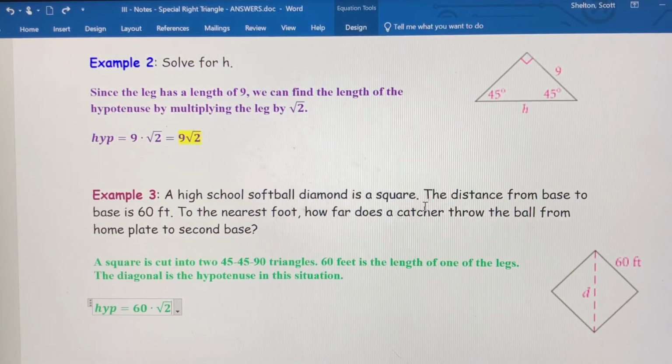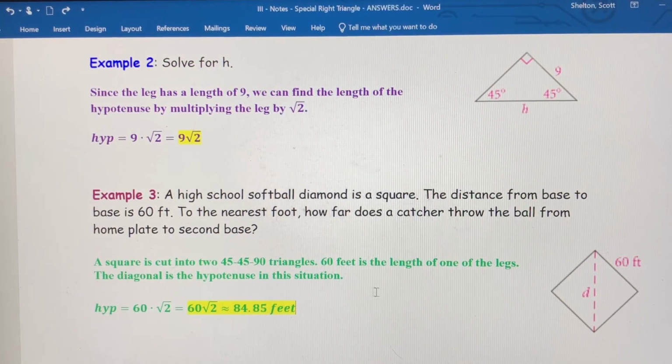So that exact measurement is going to be 60 radical 2, but in the context of this problem, that doesn't mean a whole lot. I actually need the decimal representation just to tell a clearer story of this distance from home to second, okay? So using a calculator, I could evaluate this. 60 times radical 2 is about 84.85 feet, okay? And that's how you use special right triangles to solve real-world problems.